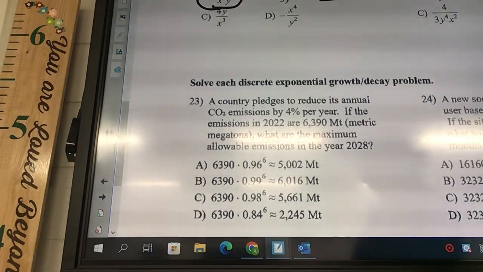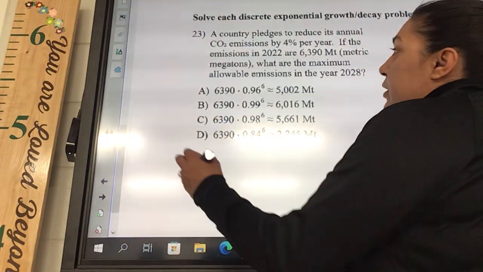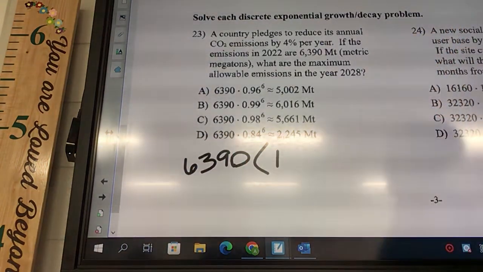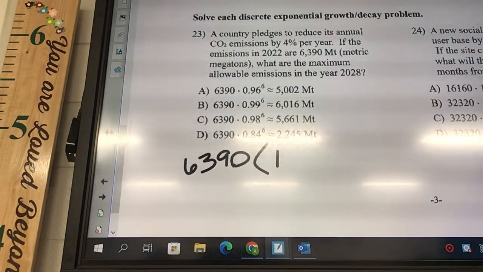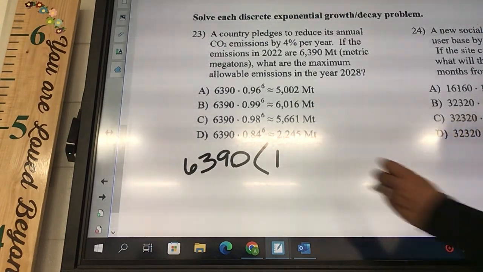Okay, 23. Okay, we start with our initial amount, 6390. Is it going to be plus or minus? Read the problem. Is it going to be plus or minus? Minus. Why is it minus? What word? Reduce. Lets us know to do a minus.